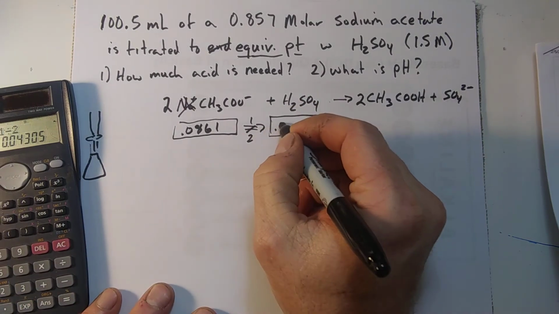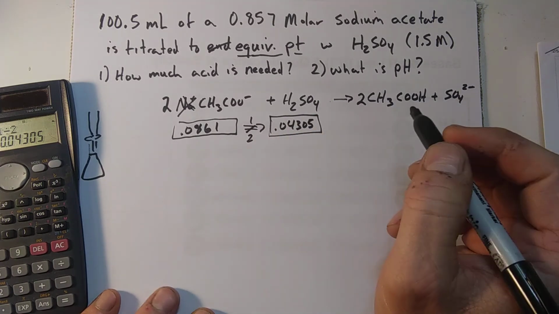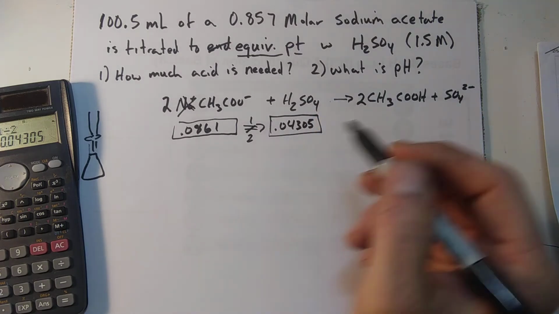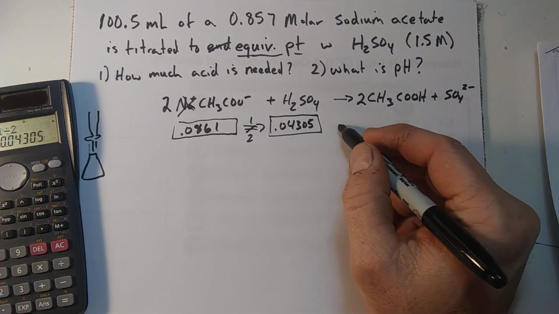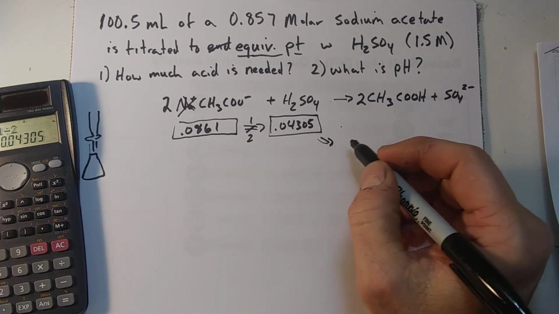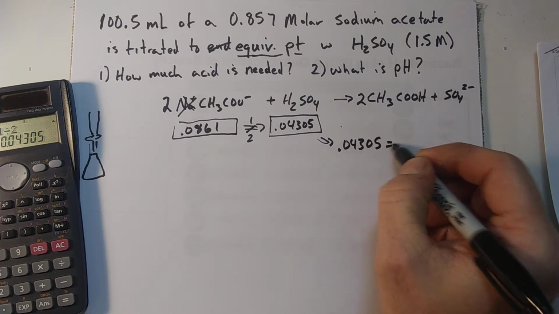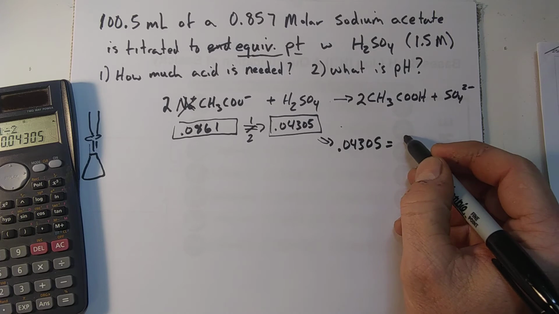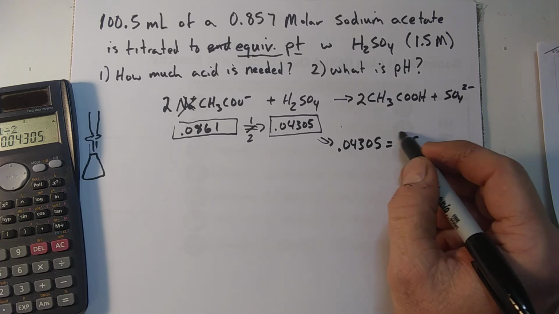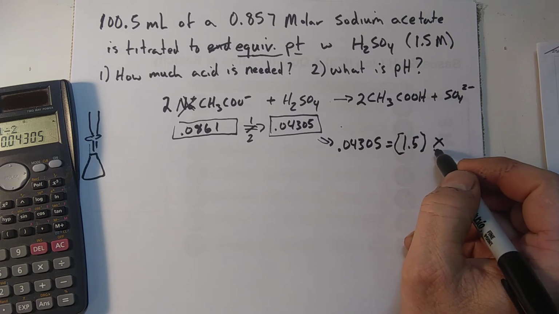So we get 0.04305. We'll keep it there. So now we know the moles of sulfuric acid. So what we're going to be able to do, I'm going to use this space here, just so I can keep a little bit of this space here. We're going to be able to say the 0.04305 is equal to, going backwards, the 1.5 molarity times this unknown volume in liters.